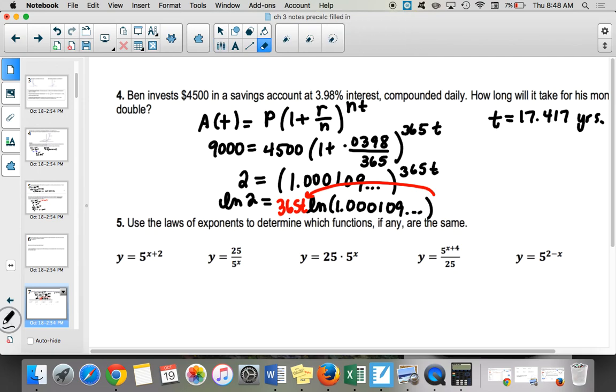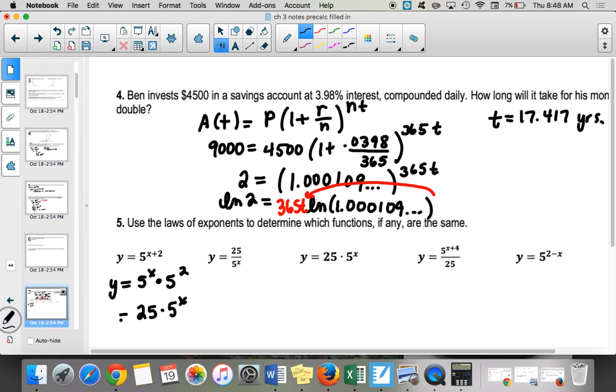So this one, if I see 5 to the x plus 2, well, that's really 5 to the x times 5 to the 2. Do you guys see how those are the same? Add your exponents. And 5 squared is 25, so it's really 25 times 5 to the x, which is this one. So these two are the same.